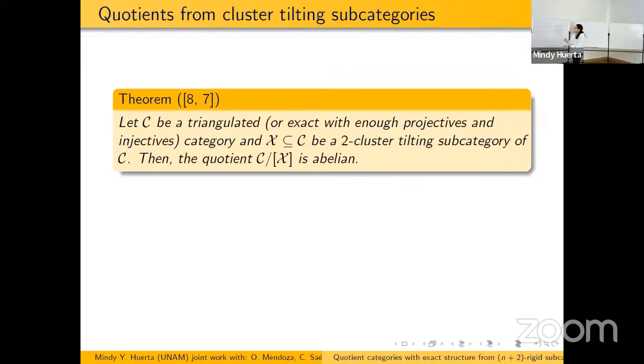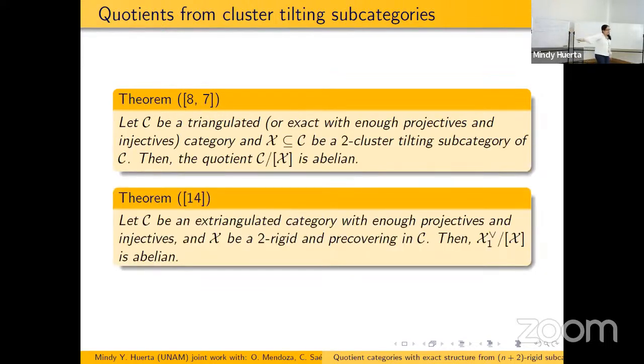For this kind of subcategories, we have these two results. When you take a triangulated category and a 2-cluster tilting subcategory, you can talk about this quotient, and the quotient is abelian. On the other hand, we also have a generalization for triangulated categories. If you have a triangulated category and a 2-rigid and precovering class, this quotient is abelian. So let me be more specific with this quotient.